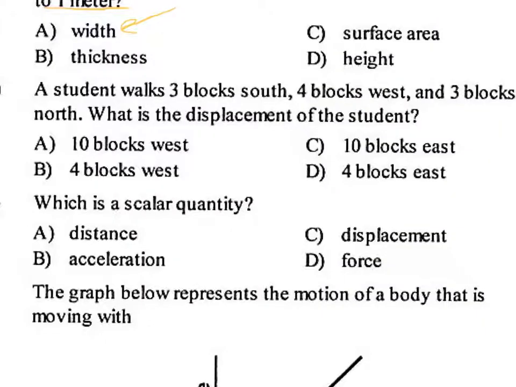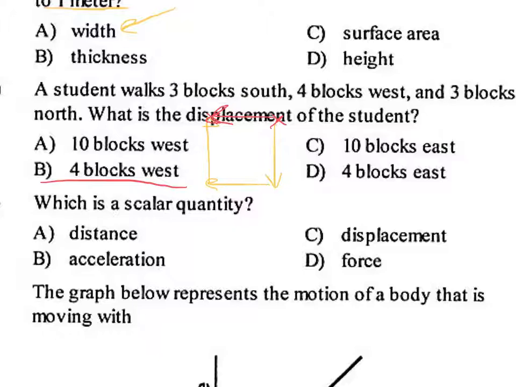The next question is all about drawing vectors. So we've done this in class. So if I go 3 blocks south, 4 blocks west, and 3 blocks north, where am I from where I started? Well, I started here, and I ended here. So this would be my displacement, and I am going to be 4 blocks west.